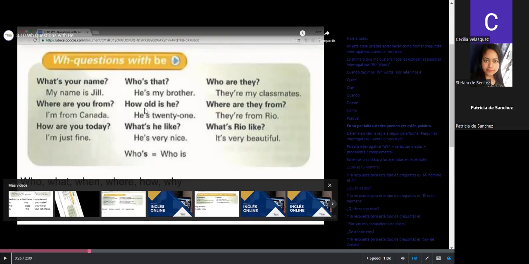This question is different. This one in Spanish is ¿cuántos años tiene él? Right? Translated it would be something like, how old is he? What age is he? Right? But in Spanish we say how old is he? ¿Cuántos años tiene él? How old is she? ¿Cuántos años tiene ella? How old are you? ¿Cuántos años tienes tú? Right?